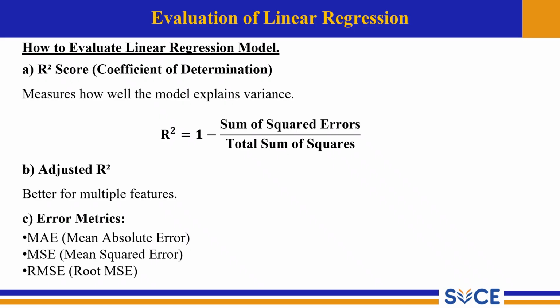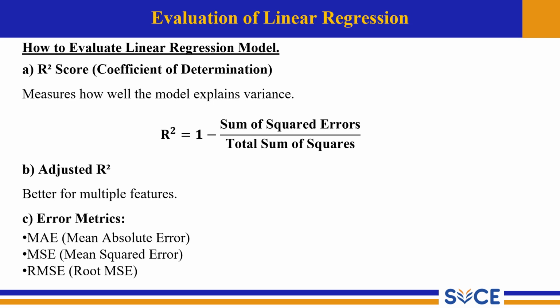In simple terms, a higher R-square means the model is doing a better job at capturing the underlying pattern in the data. The formula is R-square equals 1 minus the sum of squared errors over the total sum of squares. If the model's predictions are close to the actual values, the numerator becomes small and R-square moves closer to 1. So R-square gives us a quick way to judge overall model quality.